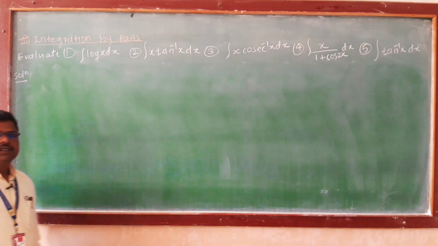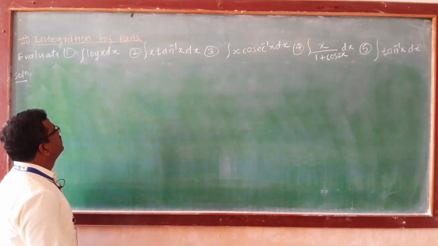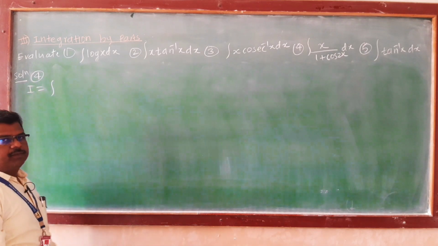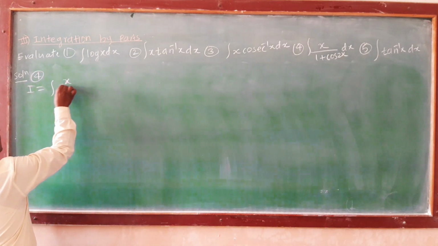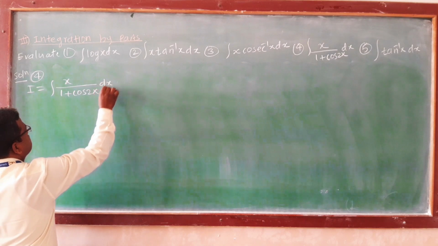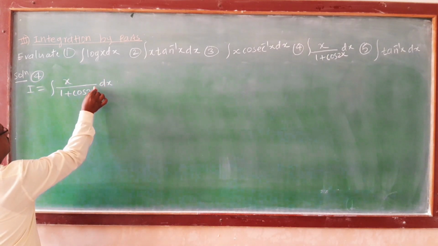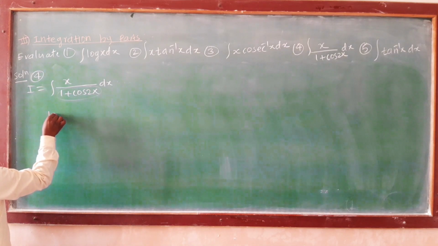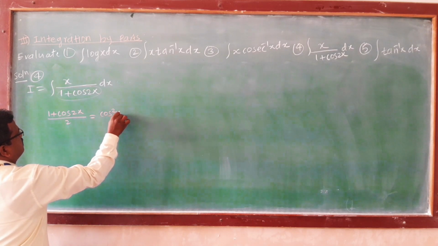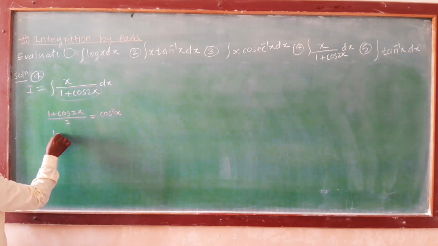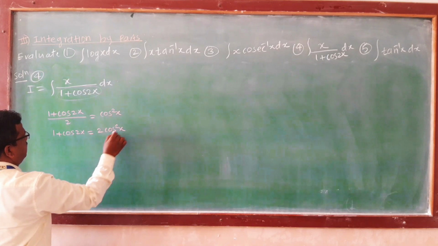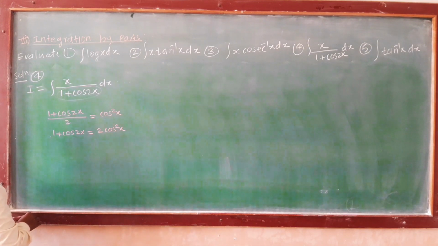See next example number 4, integration, let I is equal to integration of x upon 1 plus cos of 2x dx. Now use here trigonometry. Put the value of this 1 plus cos 2x. This 1 plus cos 2x upon 2 is equal to cos square of x. Then 1 plus cos 2x is equal to 2 cos square of x. So use this value in this integration.